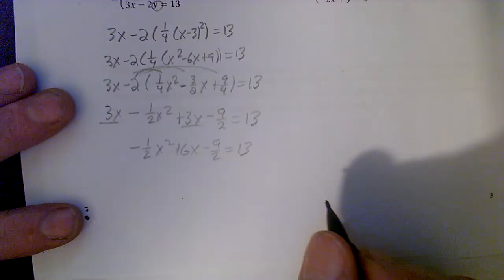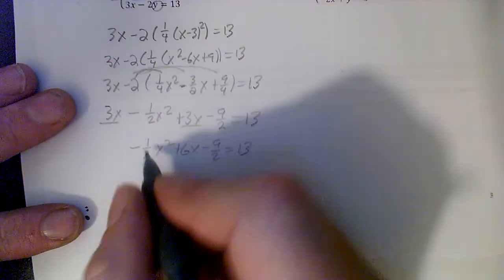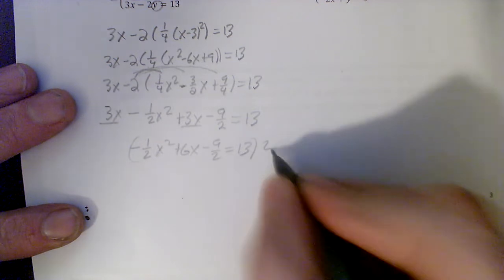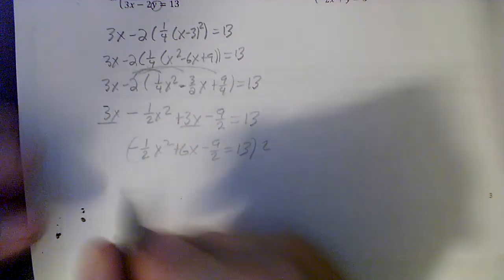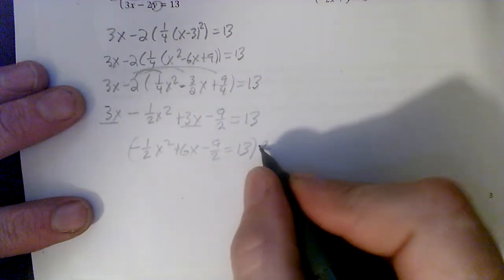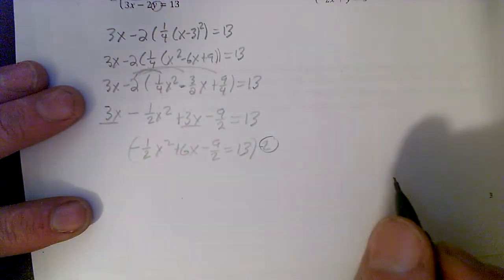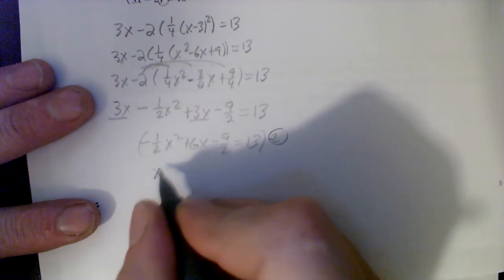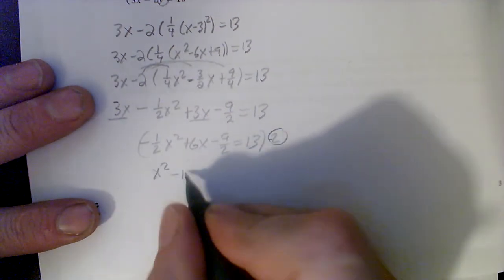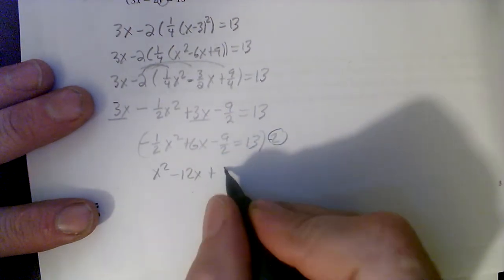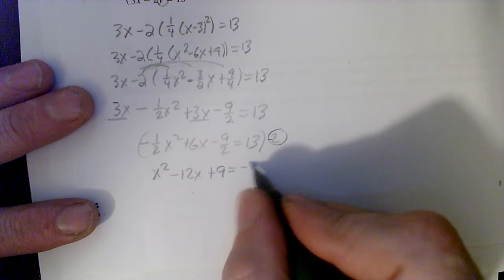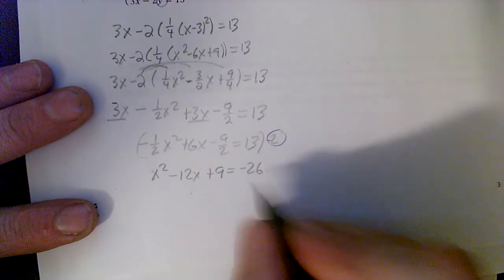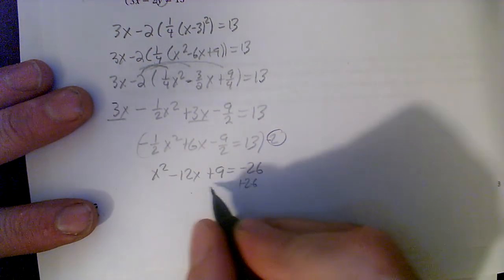I'm going to do something weird here. I'm going to multiply both sides by 2 and get rid of my fractions. I don't know if this makes it easier or harder, but it'll get rid of fractions. So if I multiply by 2, let's do a negative 2. That way my x squared will be positive, right? Multiply the whole thing by negative 2. That gives me positive x squared minus 12x plus 9 equals negative 26. Now I can add 26 to both sides.